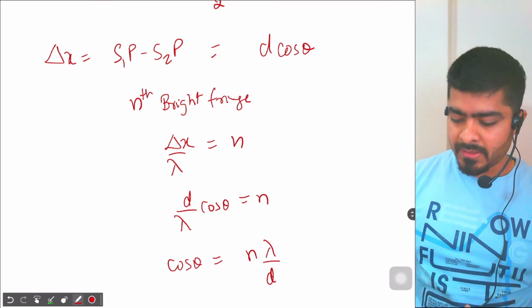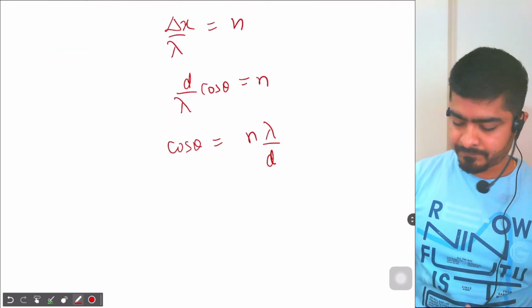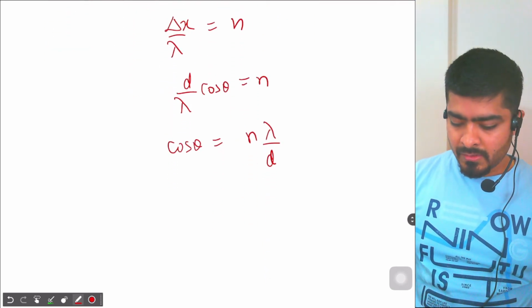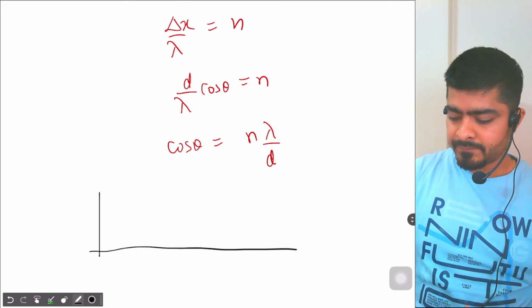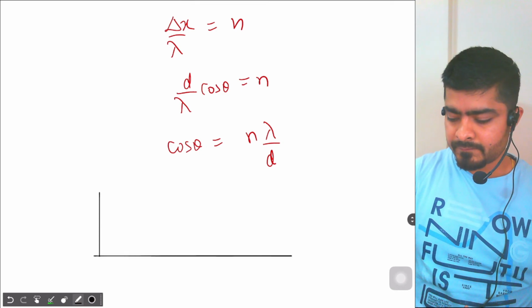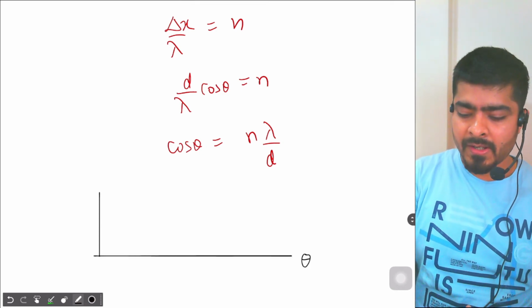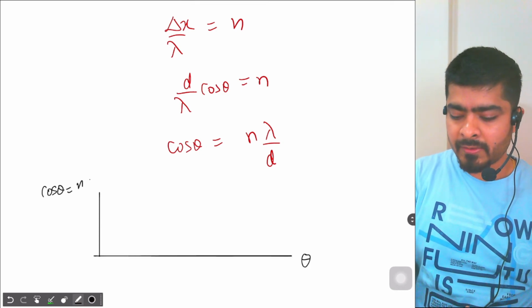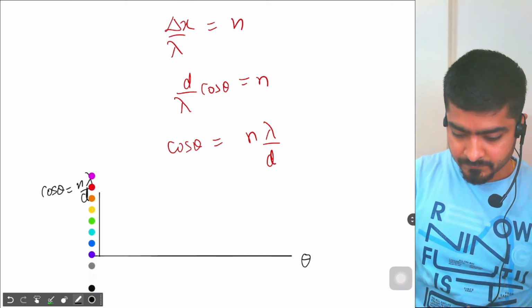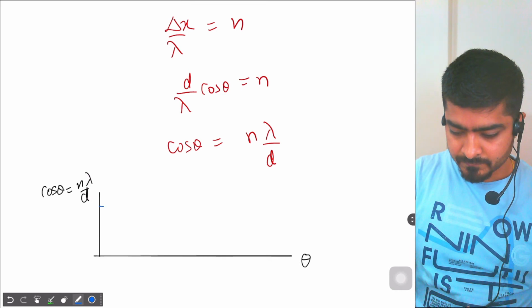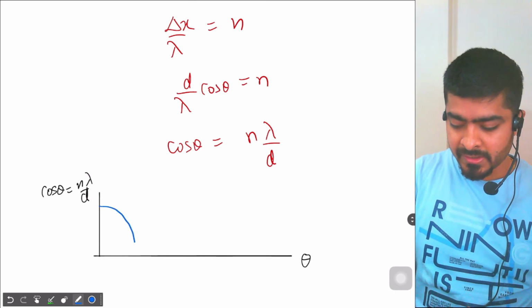Now let's draw the graph for cos theta versus theta. Here we have theta, and here we have cos theta equal to n lambda by small d. So what is the graph for cos theta? It is like this.